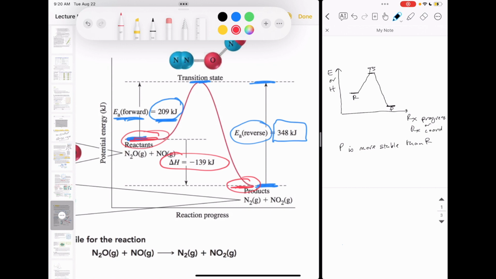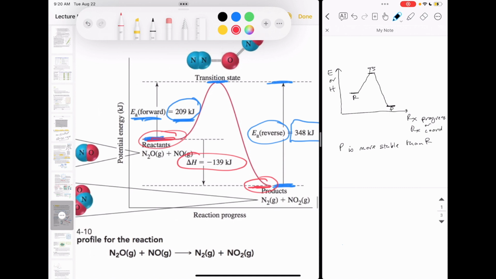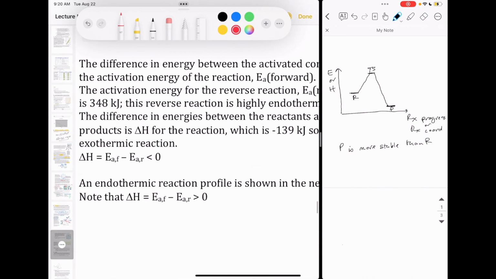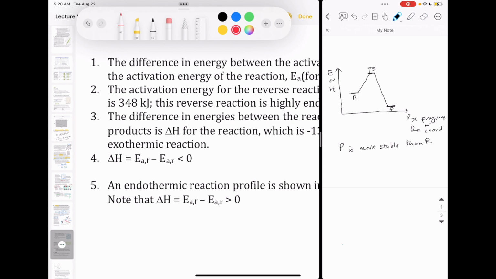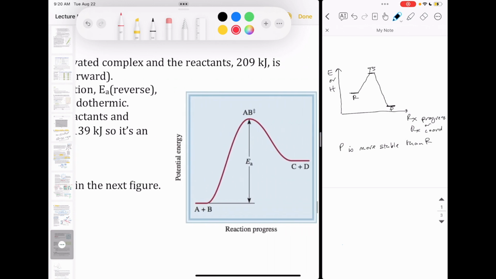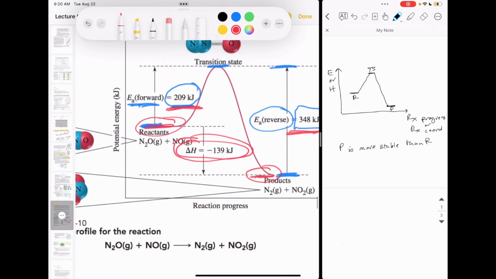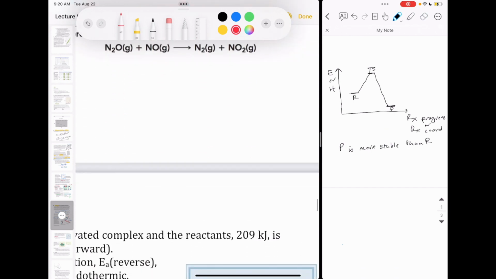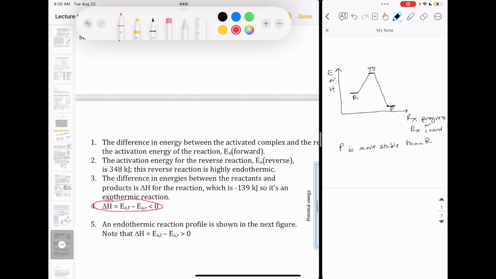So you might remember that from Chem 11, when we talk about thermochemistry, we measure these changes in enthalpy using calorimetry. Now, in an energy diagram, we can also incorporate that number. Delta H is just the difference between the forward EA and the reverse EA. If you want to calculate it, all you need to do is take the forward EA minus the reverse EA. If you do it for the reaction that we were just looking at, you get negative 139. And of course, what that means is it's an exothermic reaction.